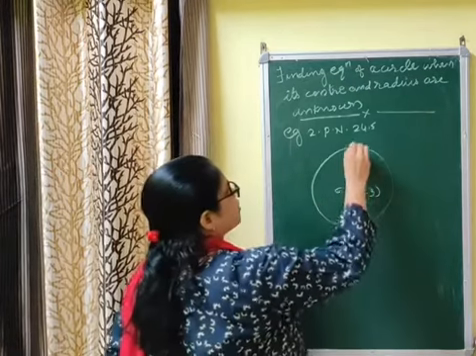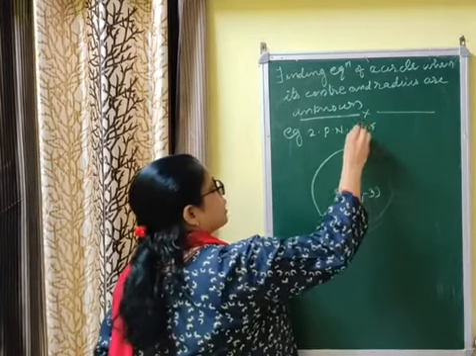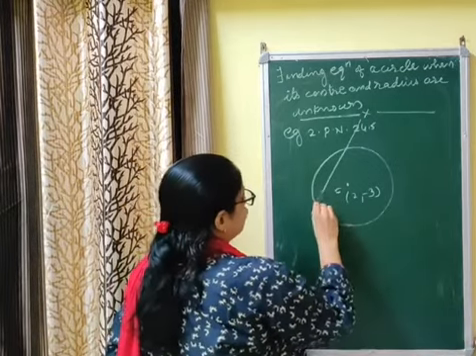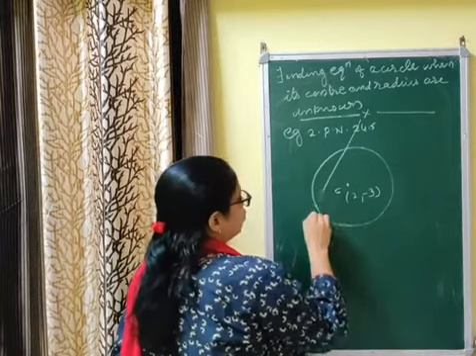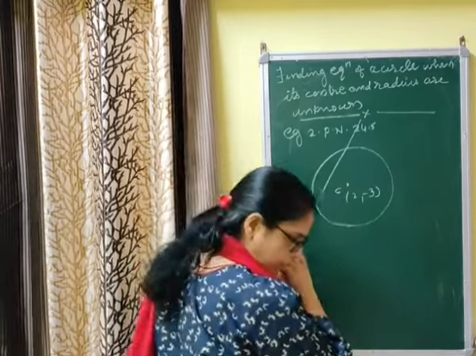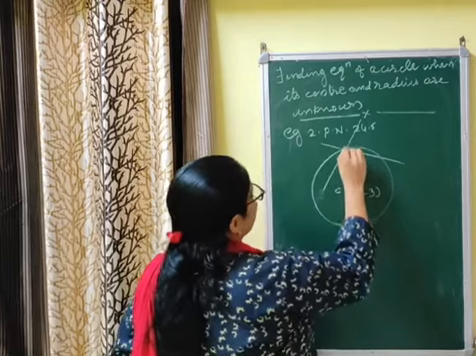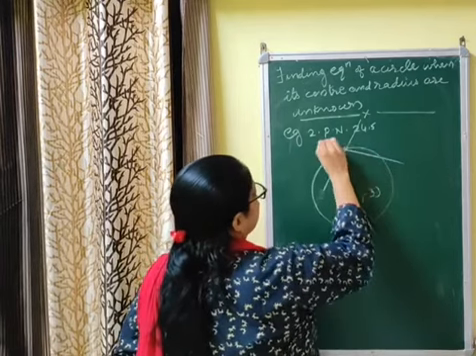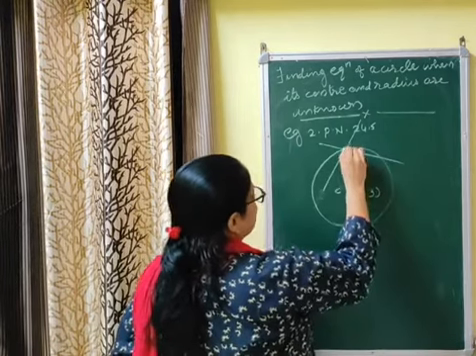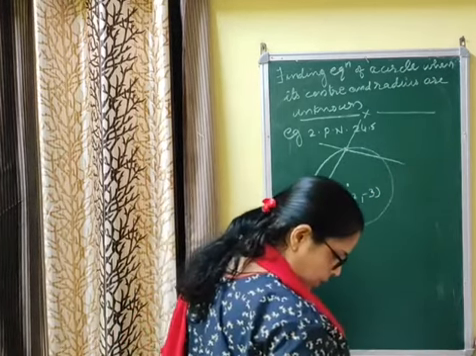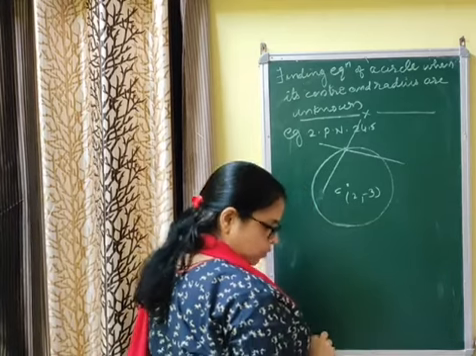You are given two lines. Suppose the first line is like this, and one more line is this one. You have to find the equation of the circle which passes through the point of intersection of these two lines, and you are given that the center of the required circle is 2, minus 3.